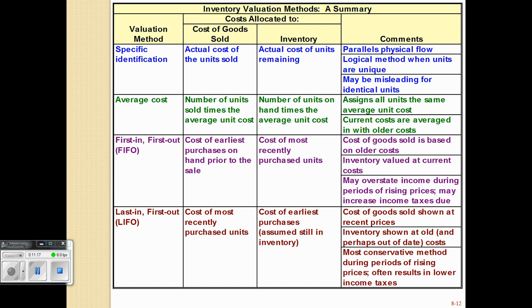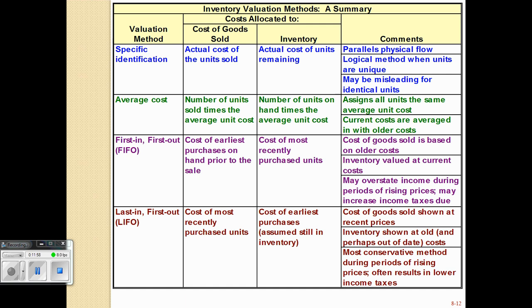A couple of quick notes, and this is kind of a summary of all 4 methods. The ones I want to go to are FIFO and LIFO, and I want to look at the comments. Under FIFO, notice the last comment: may overstate income during periods of rising prices and may increase income taxes due. What happens is when prices are going up really fast, you're using all your old costs and not your current costs. So your income is going to be higher and your income tax bill is going to be higher.